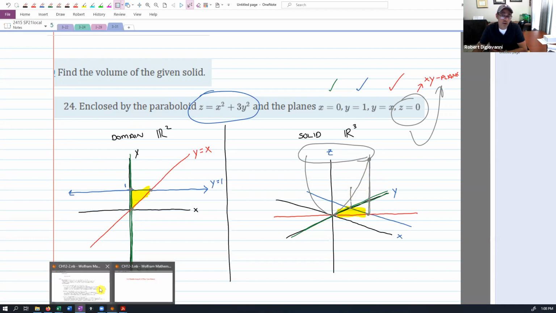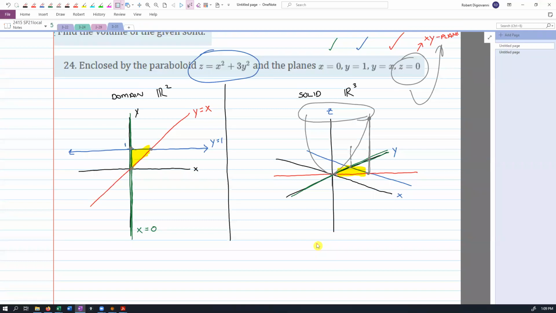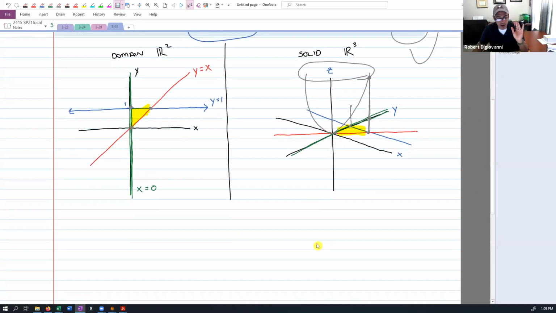Now I can show you what it looks like with a computer, but again, does that help you solve the problem? I'm not sure. Maybe I'll show you the picture after. Do you want to see it now or after? It's up to you. After? Okay. So let's start with the idea of the double integral.